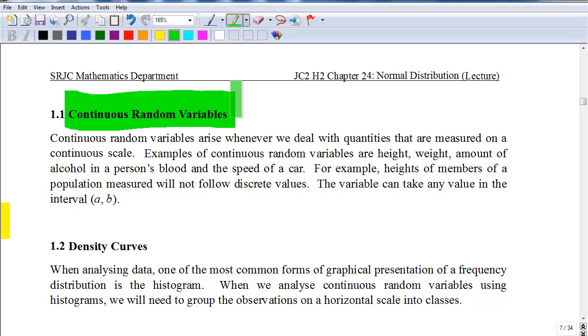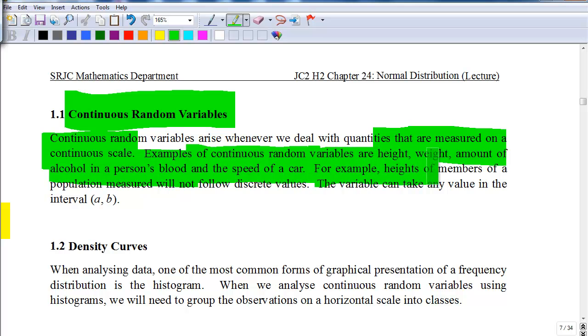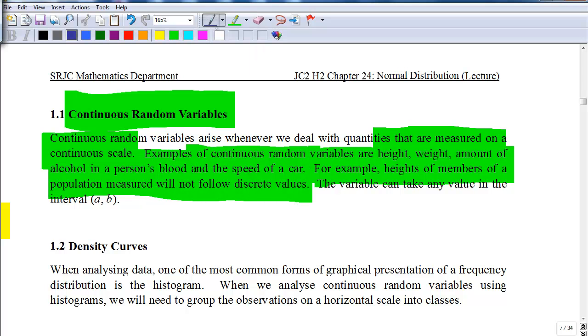But in real life, we often deal with quantities that are measured on a continuous scale. Examples of continuous random variables are height, weight, amount of alcohol in a person's blood, and even the speed of a car. For example, the heights of members of a population measured will not follow discrete values. The variable can take any value in an interval from A to B.